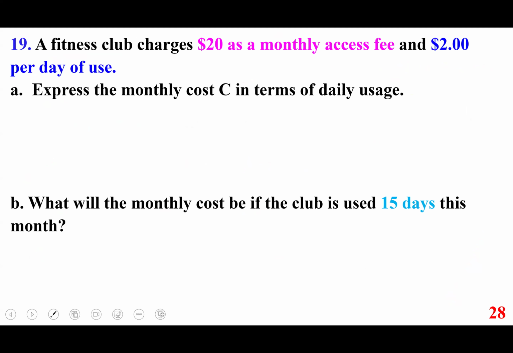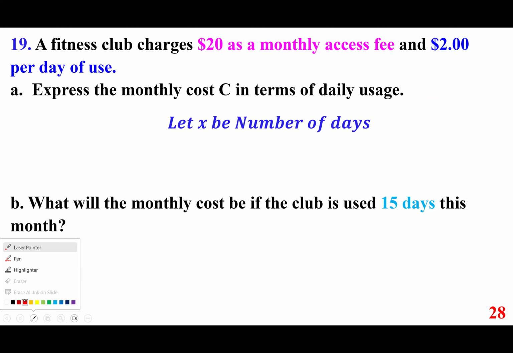All right, a fitness club charges $20 as a monthly access fee and $2 per day of use. Express the monthly cost C in terms of daily usage. We're going to define a variable. Let X represent the number of days.